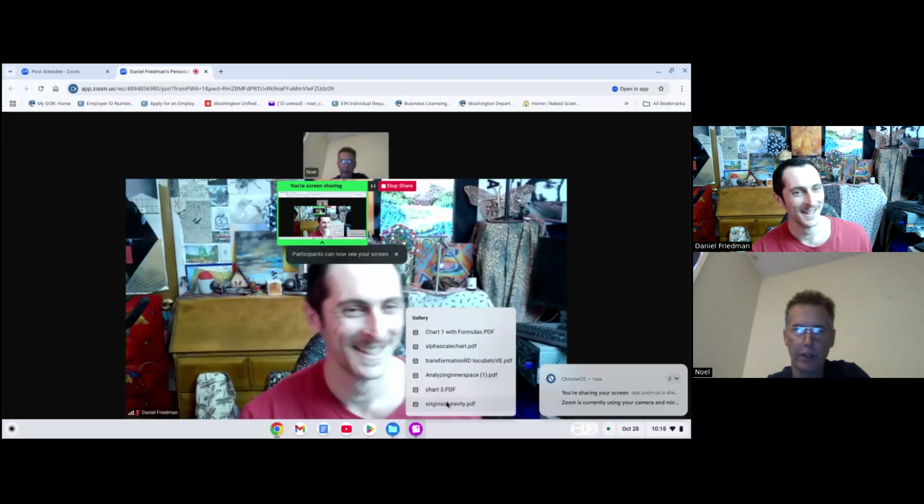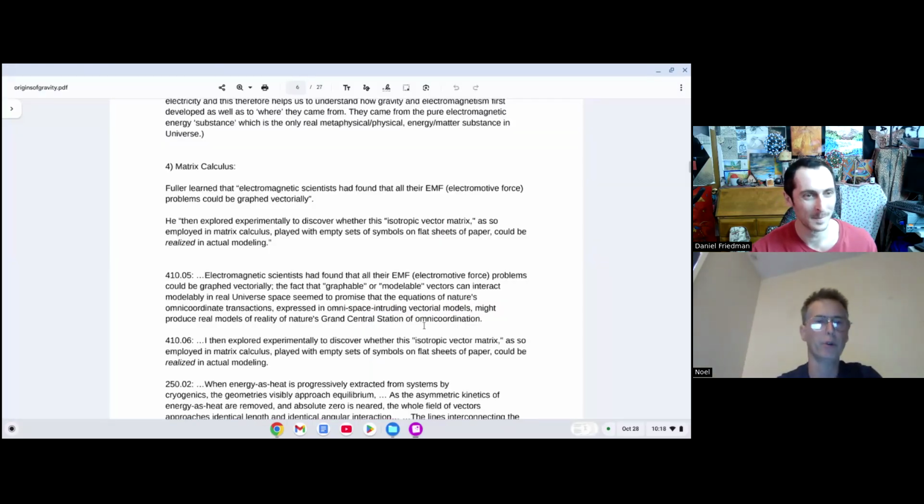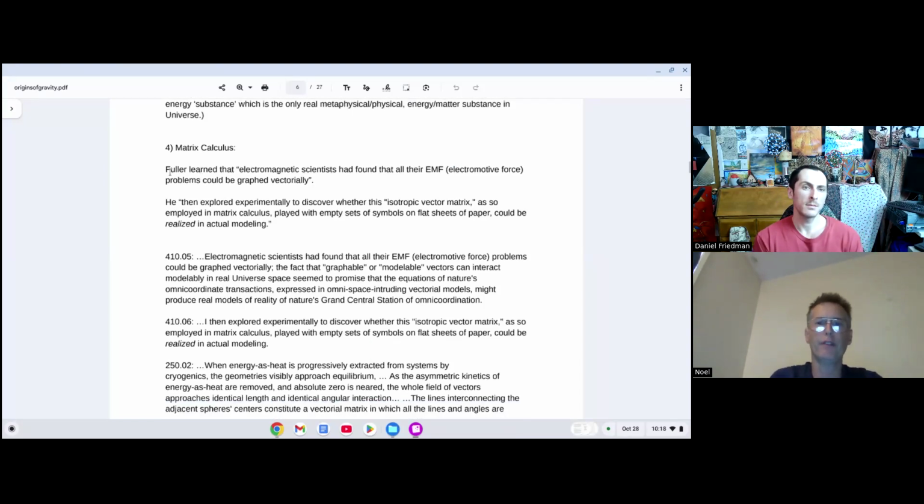Let's see here. Okay, so origins of gravity. See there where it says matrix calculus? Yep. Okay, so Fuller learned that electromagnetic scientists had found that all their electromotive force problems could be graphed vectorially. He then explored experimentally to discover whether this isotropic vector matrix, as employed in matrix calculus, played with empty sets of symbols on flat sheets of paper, could be realized in actual modeling. So those are his words.